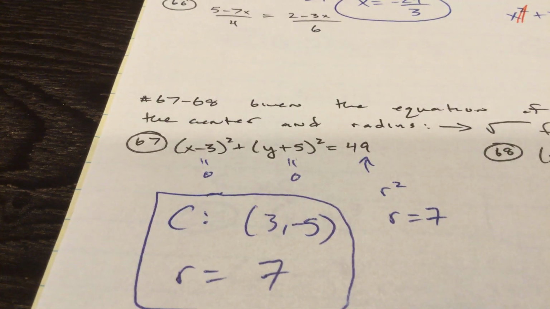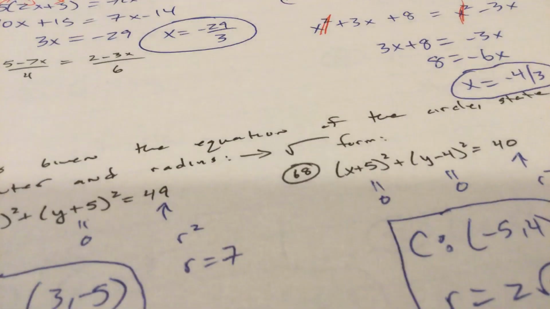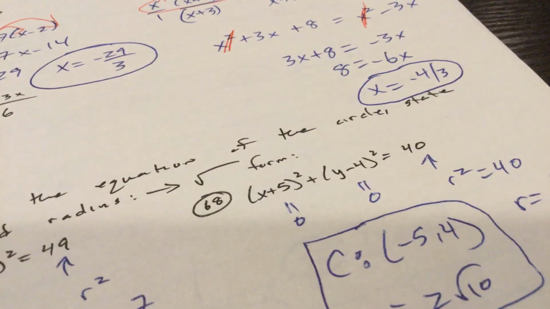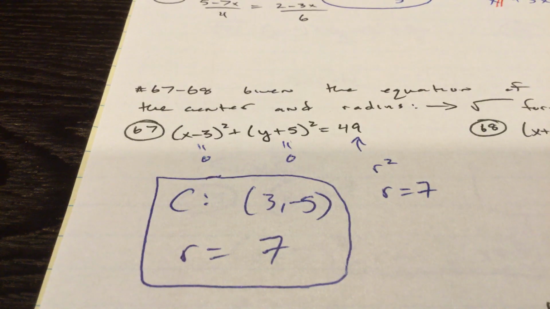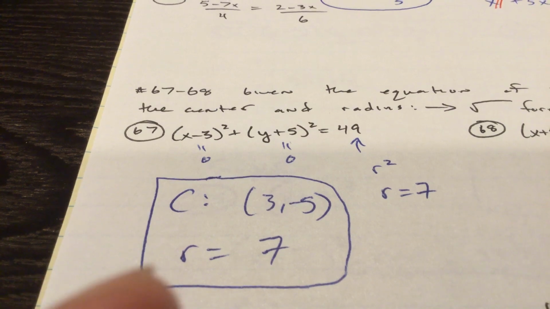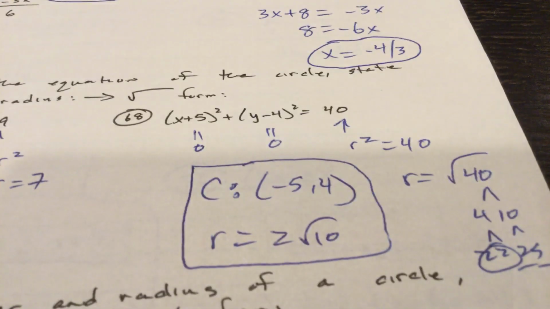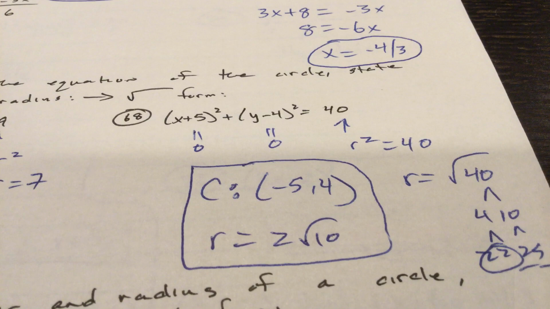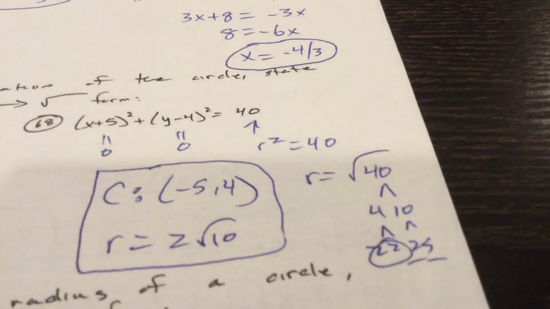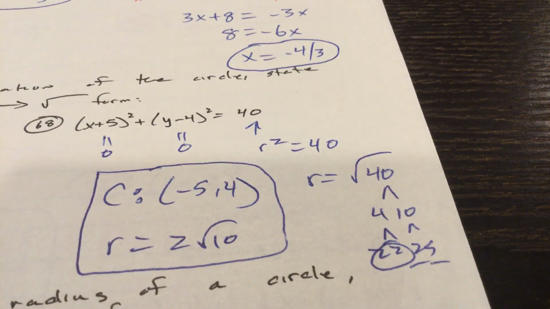67 through 68, given the equation of the circle, state the center and the radius. You might have to write the radius in square root form. Okay, the center, it's always the opposite. The center is 3 comma negative 5, and r squared is 49, so r is 7. Again, if you're going to pre-calculus next year, do not lose any of these quarter 4 notes. Center is negative 5, 4. r squared is 40, so take the square root of 40. That's 2 root 10.